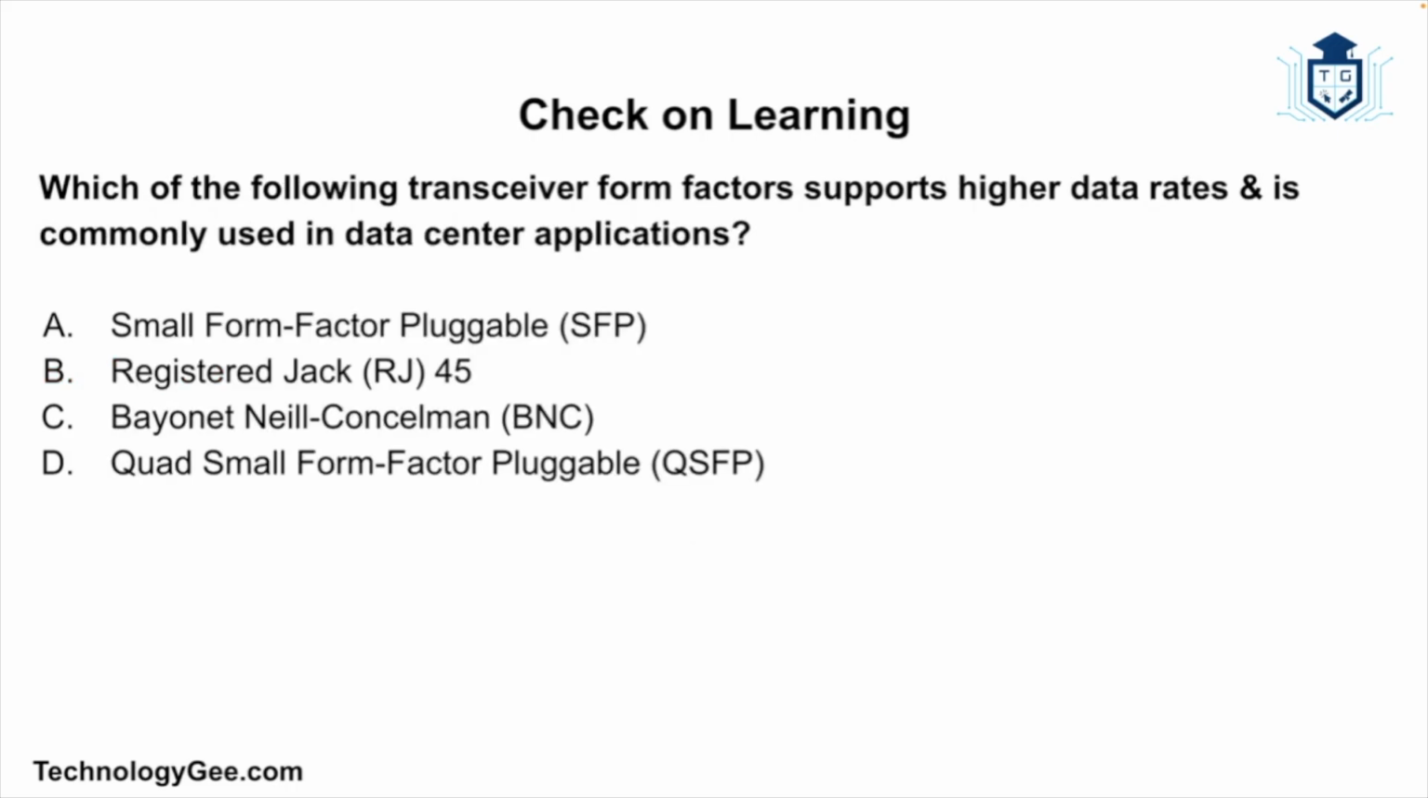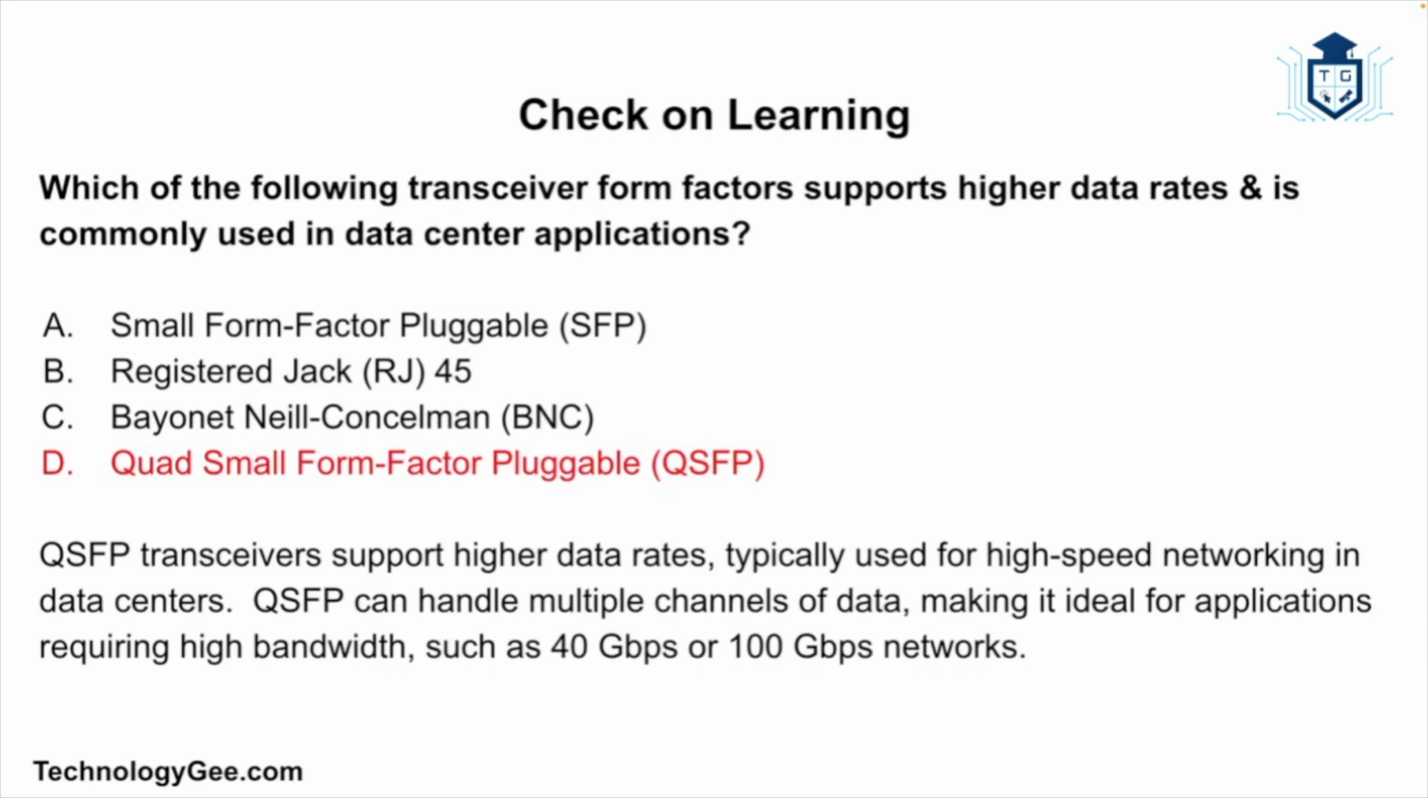And our final question, which of the following transceiver form factors supports higher data rates and is commonly used in data center applications? Would this be a small form factor pluggable? Would this be a registered Jack 45? Would this be a BNC connector? Or would this be a quad small form factor pluggable? And the correct answer is QSFP. QSFP transceivers support higher data rates. They are typically used for high-speed networking in data centers. And QSFPs can handle multiple channels of data, making them ideal for applications requiring higher bandwidth, such as 40 gigabits per second or 100 gigabit per second networks.